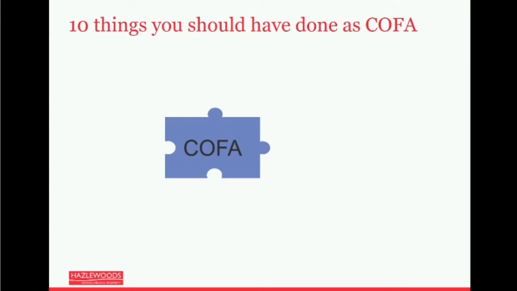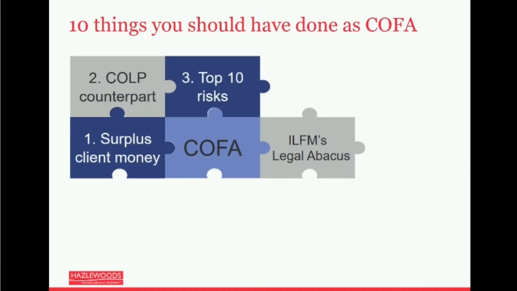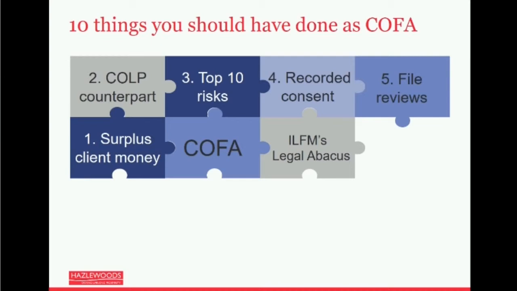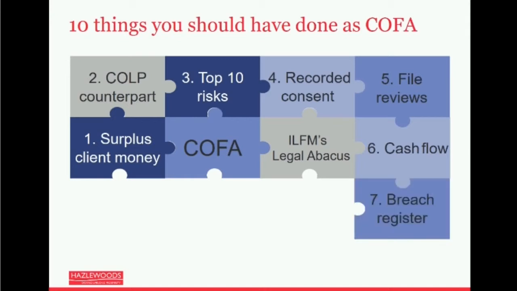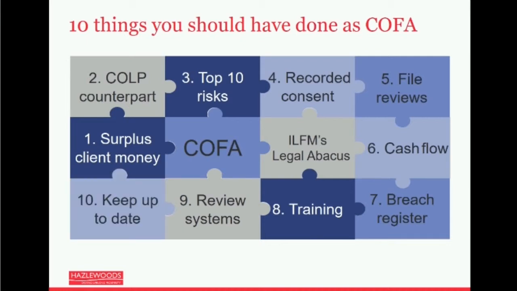10 things you should have done as COFA, according to the ILFM's legal abacus, are dealt with surplus client monies, got to know your COLP counterpart, understood the top 10 risks of non-compliance, recorded your consent and the firm's agreement, carried out file reviews and documented findings, been on top of cash flow, had in place an active breaches register, organised training and fee earner enlightenment, reviewed your accounting systems, policies and procedures, and kept up to date.